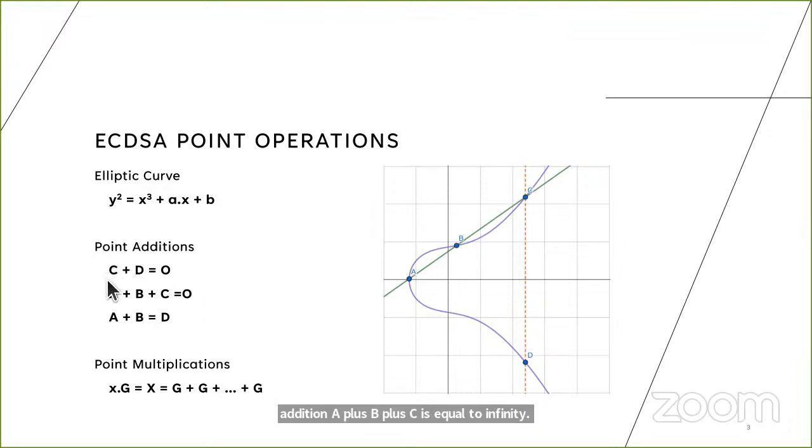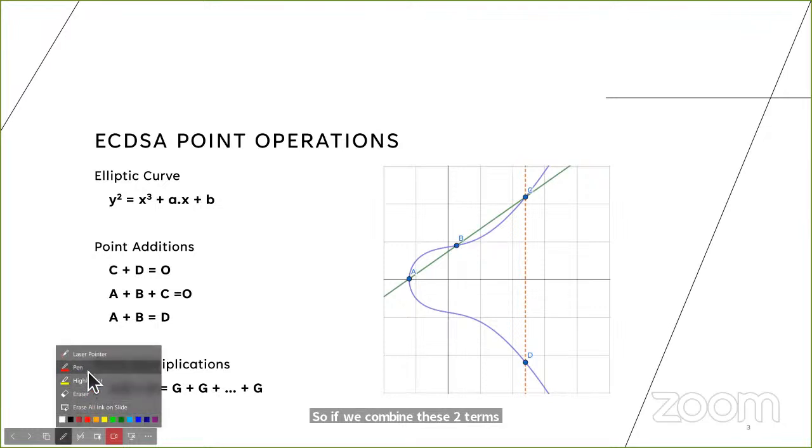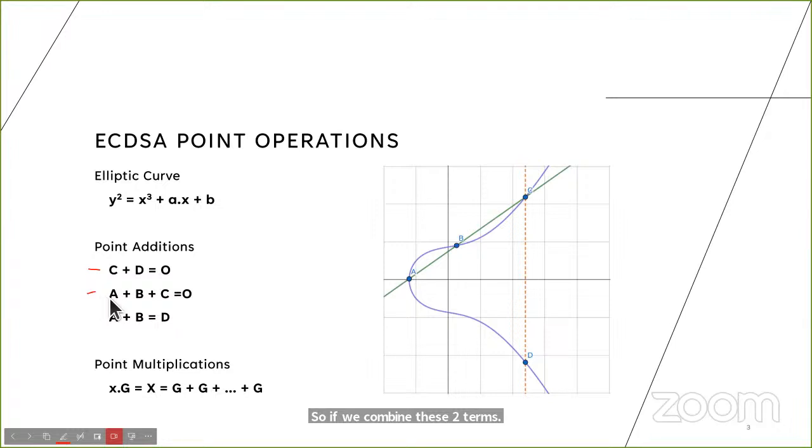So if we combine these two terms, we can conclude that A plus B is equal to D, because C is equal to negative D. To sum it up, if we want to find the result of A plus B, we need to find a line passing through A and B, and it will intercept the curve at point C. If we mirror C to the other side of the curve, we can find D, and D is the result of A plus B. So this is the point addition that we define.